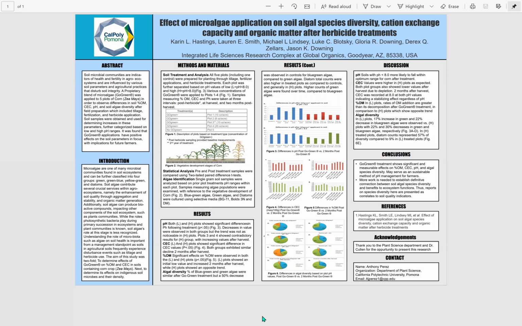The materials and methods used by the authors of this study included significant pre-preparation of 5 half-acre plots that would later grow corn or Zea mays, and the significant preparation of the soil was necessary before the official experimental treatment of Go Green, which is the trademark name for the microalgae application.